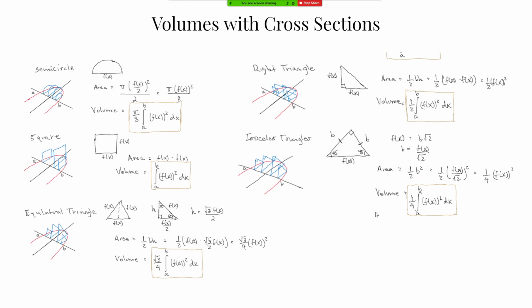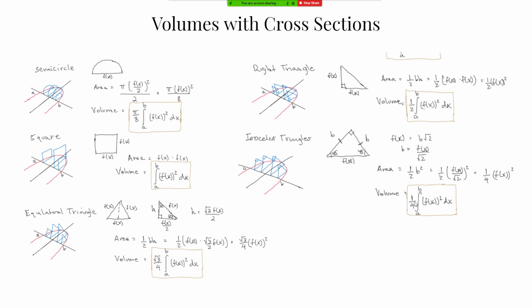So volumes with cross sections, semicircles. For all of them, it's the integral from a to b of the function squared. For semicircles, it's pi over 8 in the front. For squares, it's just 1. For equilateral triangles, it's square root of 3 over 4. For right triangles, it's 1/2.